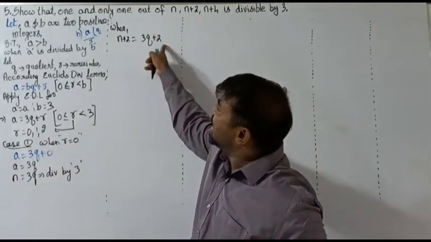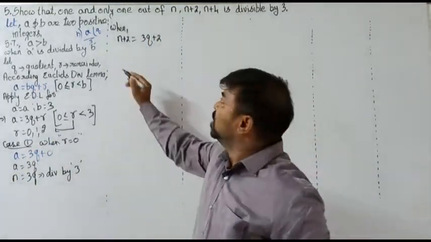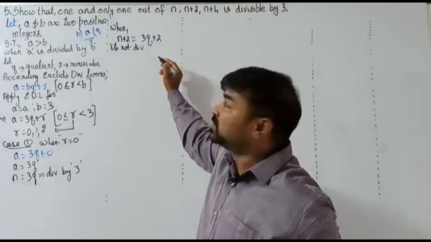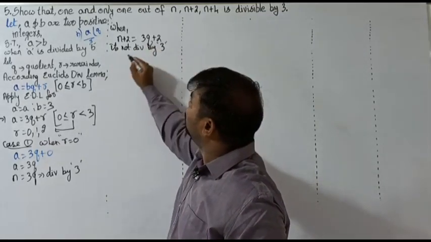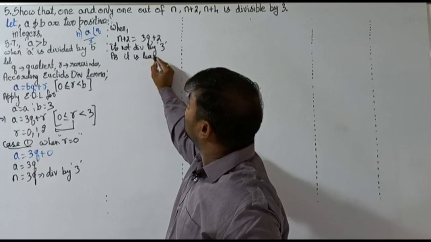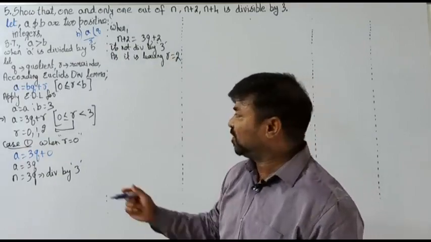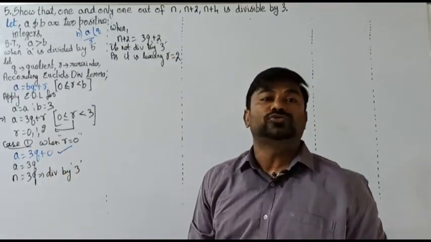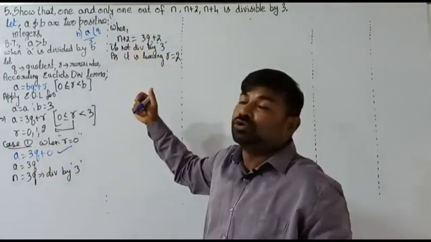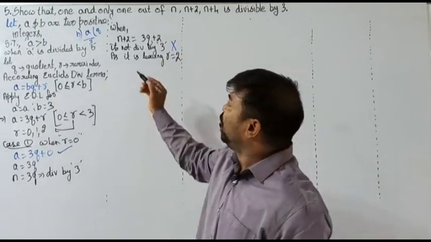Now, when 2 is added on both the sides, is it divisible? No. It is leaving the remainder 2. It's not divisible by 3 as it is leaving a remainder. What's the remainder here? Remainder is 2. So in the first case it is divisible when n is equal to 3q. In the case of n plus 2, it is not divisible. Now let us check in the case of n plus 4.